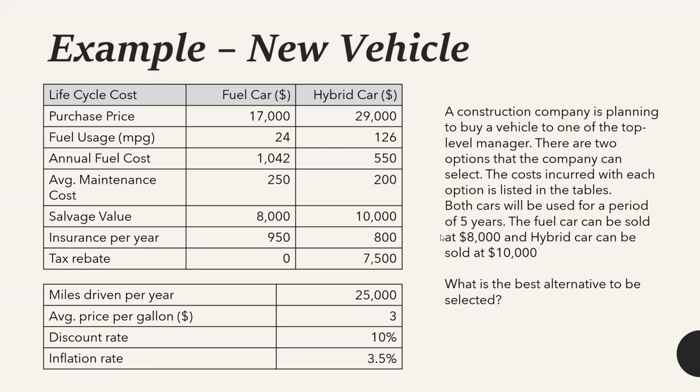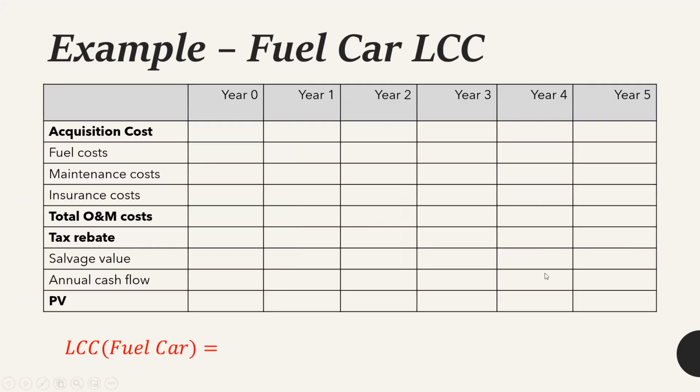So when you have a question like this, first of all, you should calculate the life cycle cost for each alternative, that is for the fuel car and the hybrid car. For that, you can create a table like this. It says for up to 5 years, so our lifetime should be from year 0 to year 5. Year 0 is the current base year, and year 5 is the maximum span.